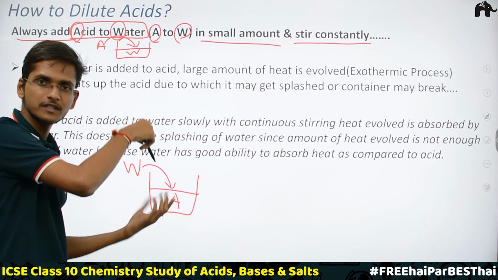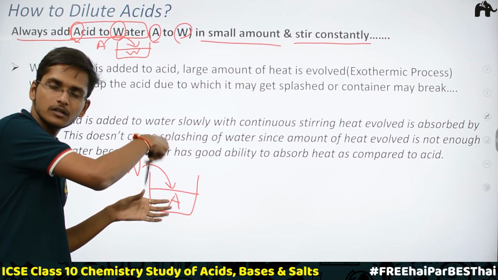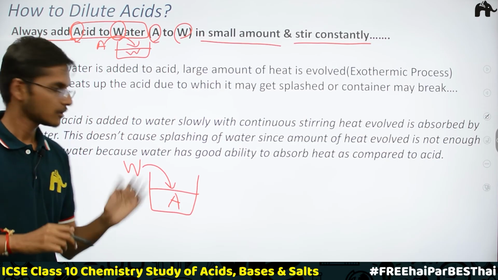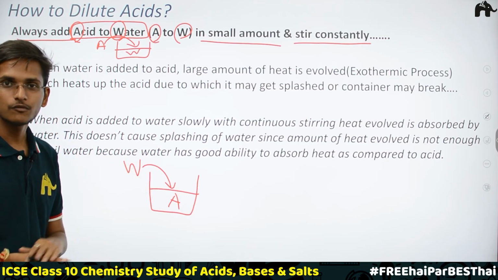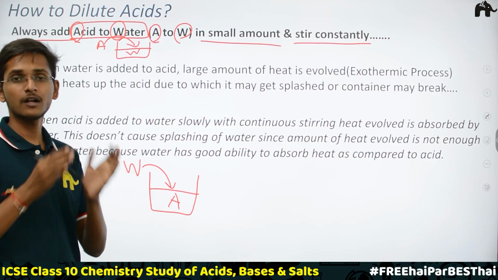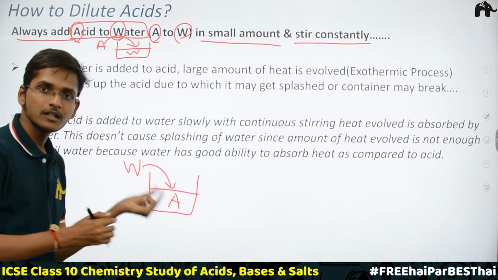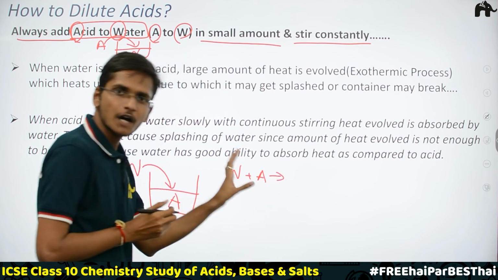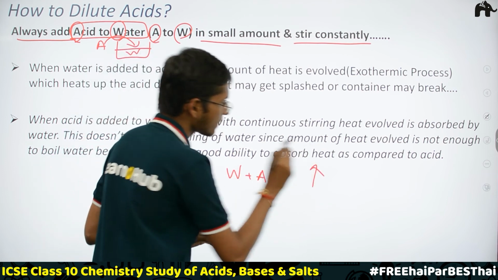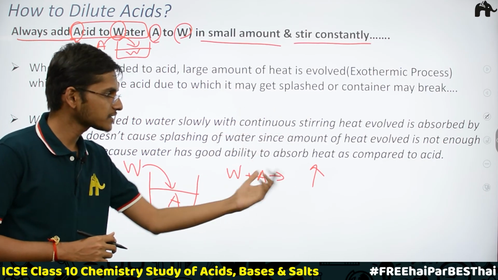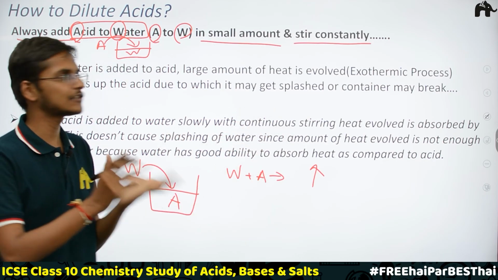Okay, if this is my beaker, I would stir the solution constantly. Now why is this happening? When we are adding water to acid, what is actually happening? The acid is getting splashed out, the container may break, because water and acid molecules react with each other, and after this reaction heat is evolved. The result of this reaction is that heat is evolved. So this is an exothermic process.